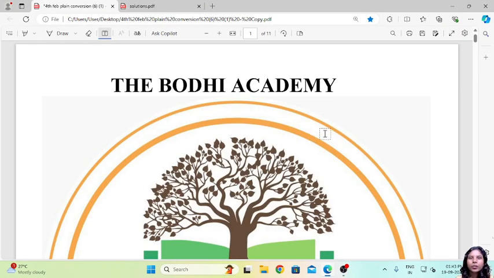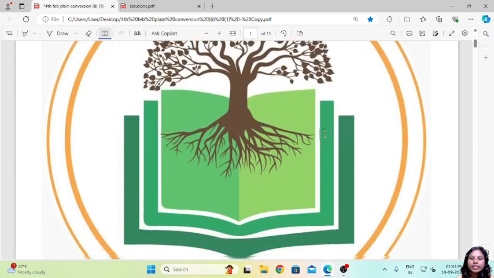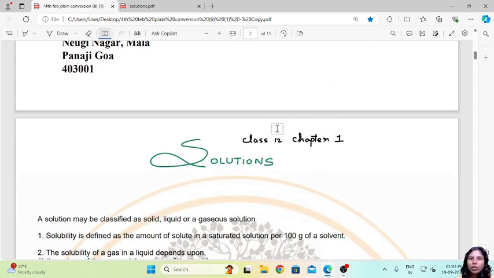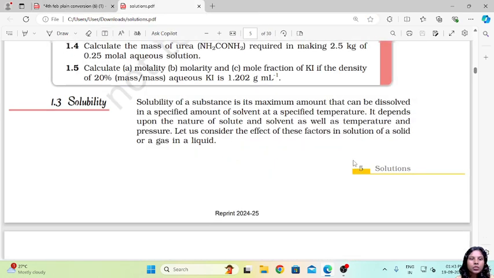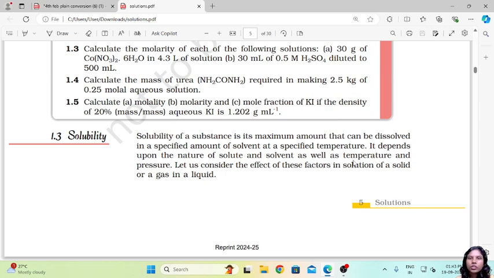My name is Amsha Klasso, and in today's video we will continue with our chapter 1 of solutions. Previously we spoke about homogeneous solutions. We also discussed what binary solutions are. Then we discussed how we can quantitatively find the concentration of these different solutions. In that we learned various methods and their formulas to derive the same.